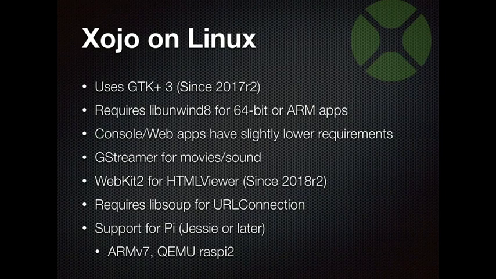And if you're interested in QEMU, that's an emulator for ARM processors and other processors. Make sure if you want to run Xojo built Linux apps or Pi apps that you download the ARM v7 kernel and the Raspberry Pi 2 architecture.